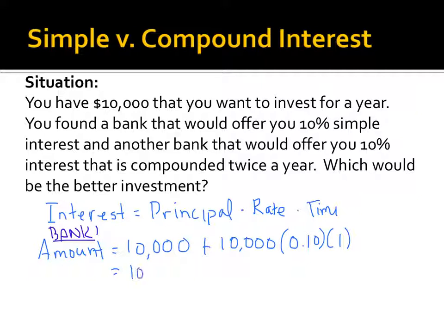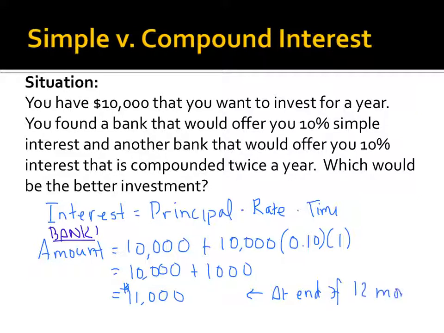So this is $10,000, and 10% of 10,000 is 1,000. And so at the end of the year, I get $11,000. Okay, and so this is at the end of 12 months. All right, that's not too bad. That's actually a pretty nice little chunk of change, right? You get $1,000 for your investment.